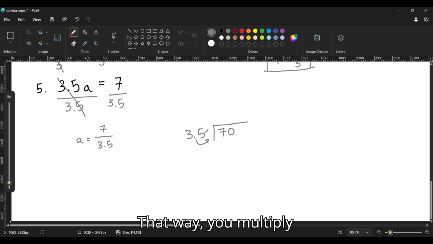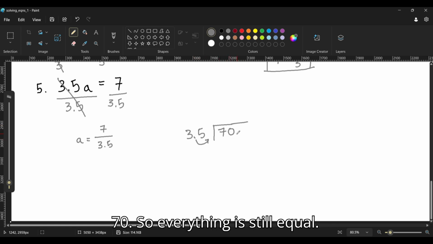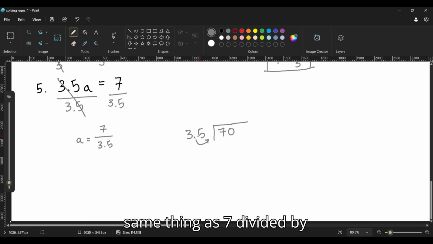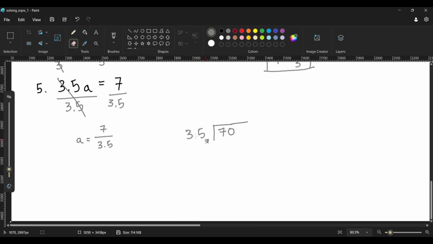That way, you multiplied 3.5 by 10 to get 35. And you multiplied this 7 by 10 to get 70. So everything is still equal. 70 divided by 35 is still the same thing as 7 divided by 3.5. It's just both of them are multiplied by 10. Alright, so now let's get rid of this.